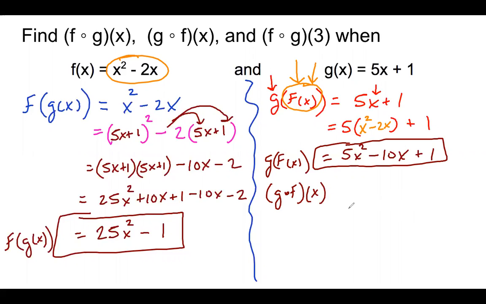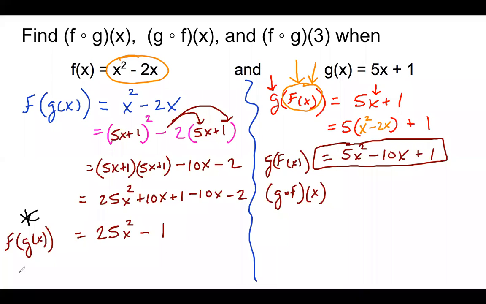Okay? So finally, now that we've got f of g of x and g of f of x, there was one more task here. If you go back to the top, it says we have f of g of 3. So let's go back to our f of g, which was this one, and now it says evaluate it at 3. So that means you plug in 3 for x. So let's go right back here, and we've got 25x squared minus 1.